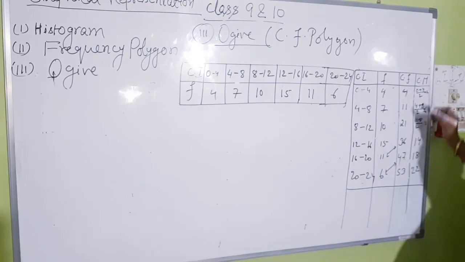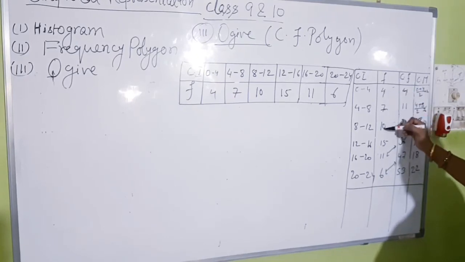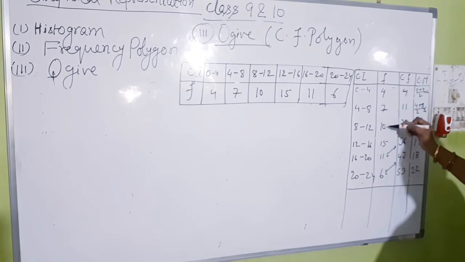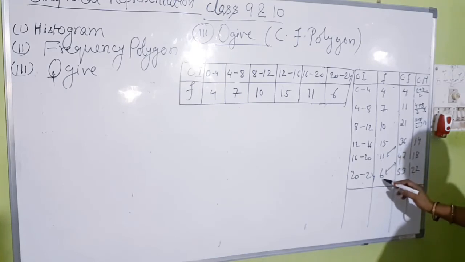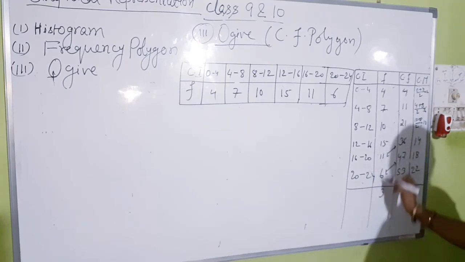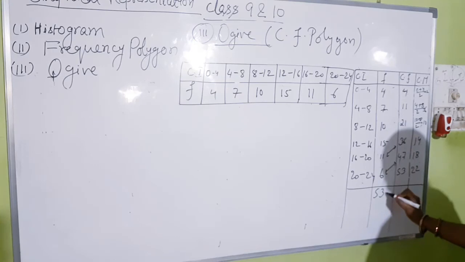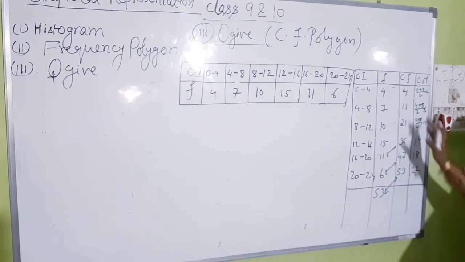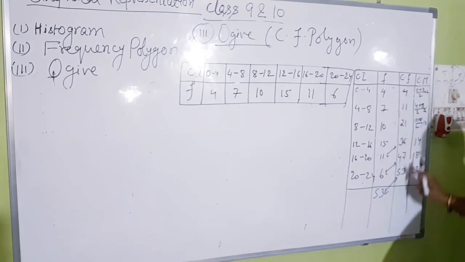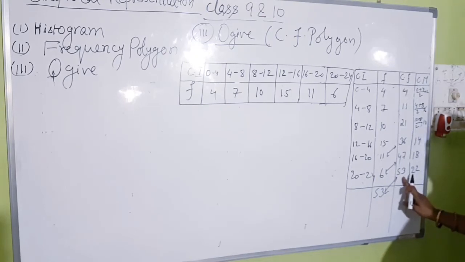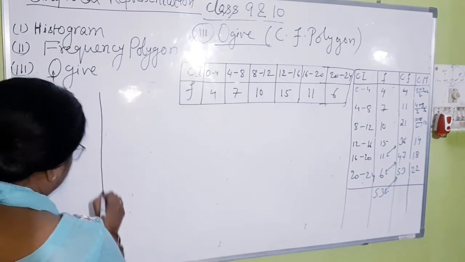And in the cumulative frequency, when we add all the frequencies, 7 plus 4 is 11, 11 and 10 is 21, then 36, 47, and 47 plus 6 is 53. Both will be the same if your calculation is correct: the sum of all frequencies is the same as the cumulative frequency of the last class interval. Now we will draw the diagram the same way as previous.